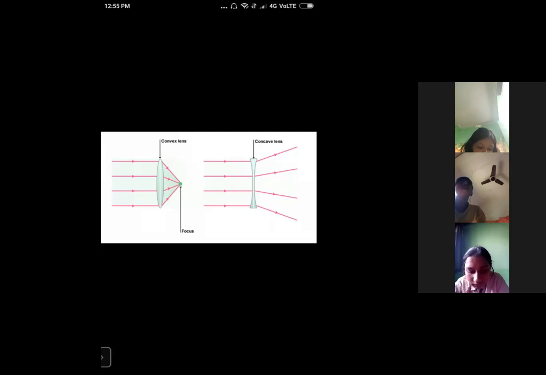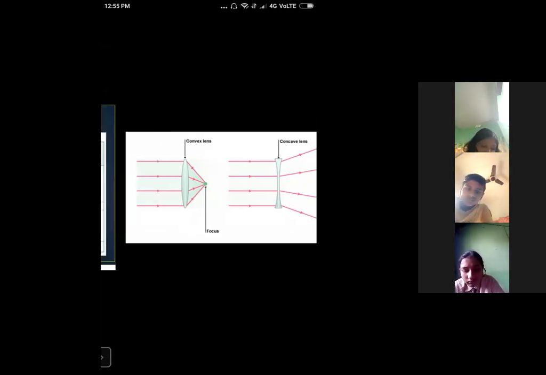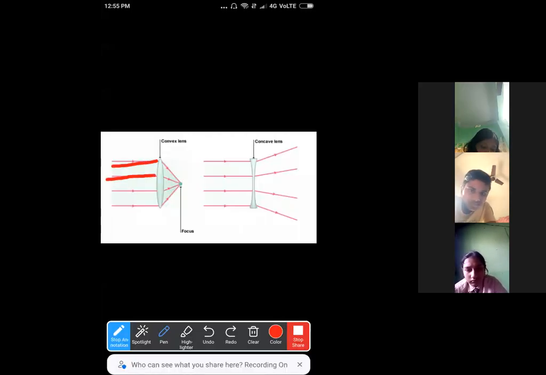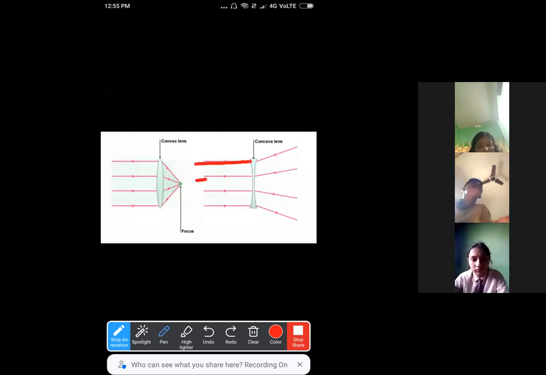So if the light rays are passing through a convex lens, then the light rays will meet at a point. That means the image will be concentrated. When the light rays are passing through a convex lens, they will meet at a point. Okay, that is called F. But if the light rays are passing through a concave lens, then they will never meet at any point. They will get scattered.